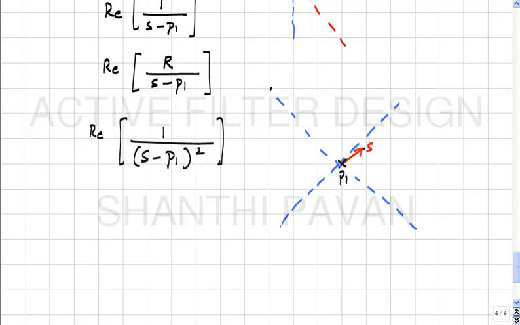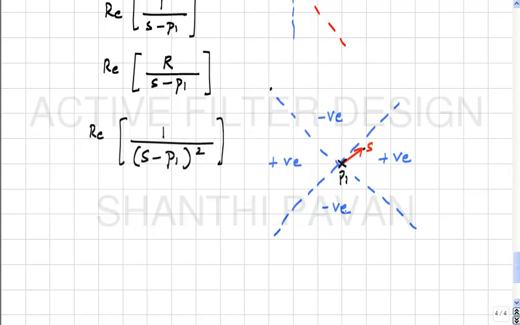Correct? Where in here, if S is here, the real part is positive. Real part of what is positive? 1 by S minus P1 the whole square. Then it becomes negative. Okay. Then again it becomes positive, and again it becomes negative.